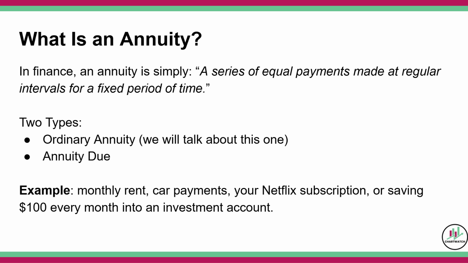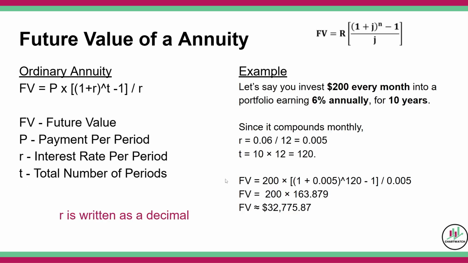There are 2 main types. There is an ordinary annuity, which is the one we're going to talk about. These are payments made at the end of each period, and an annuity due is payments made at the beginning of each period. So like I said, monthly rent, car payments. Here are some examples. So, future value of an annuity. Annuities both have future value and present value.